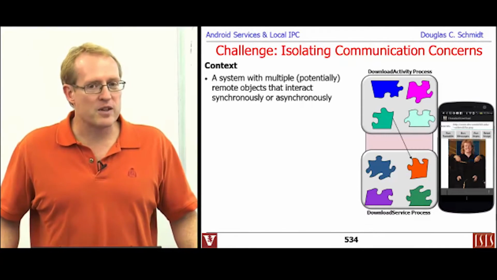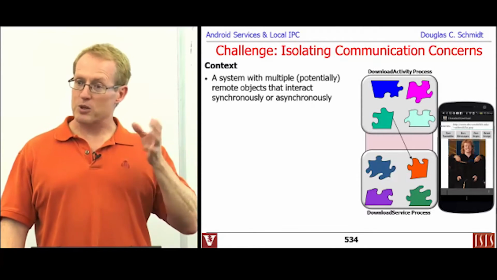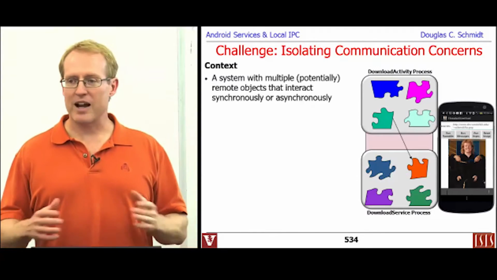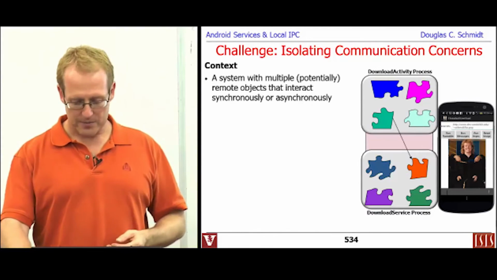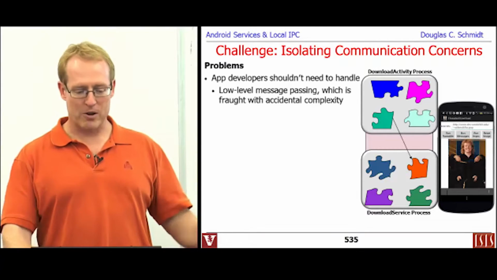So the context for this is some kind of system with multiple objects that are potentially remote. They may be remote, they may not be remote. And these objects have to interact with each other synchronously or asynchronously. And in the case of Android, of course, this would be over binder RPC.